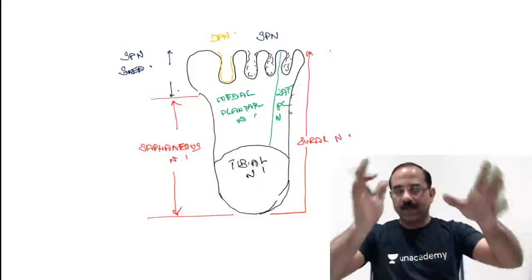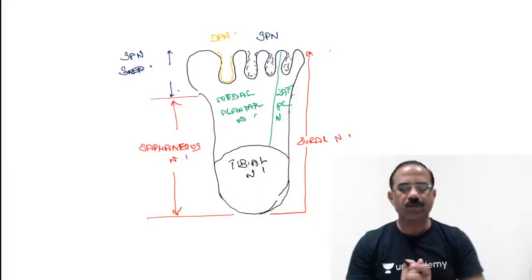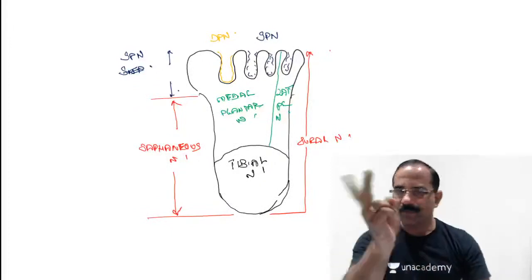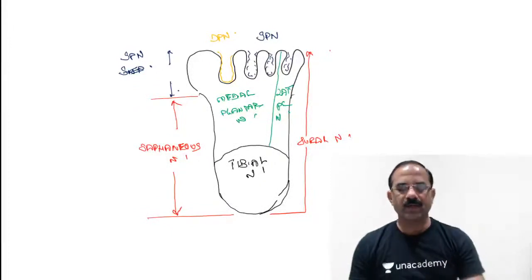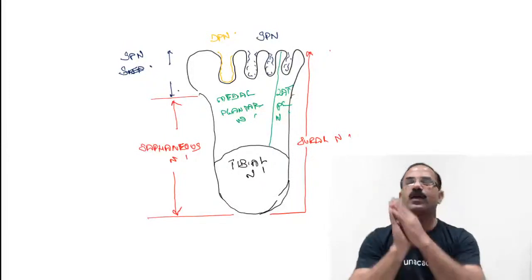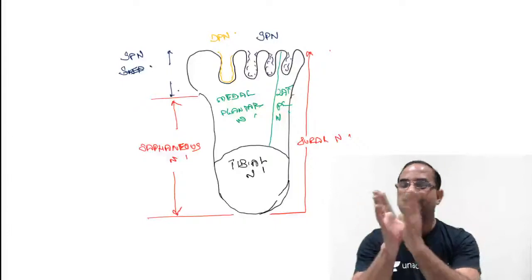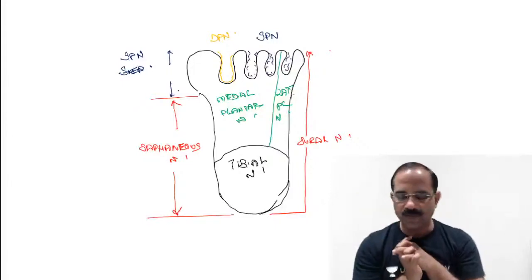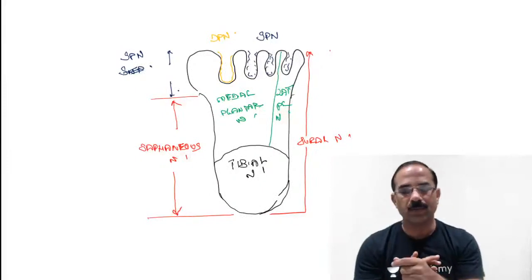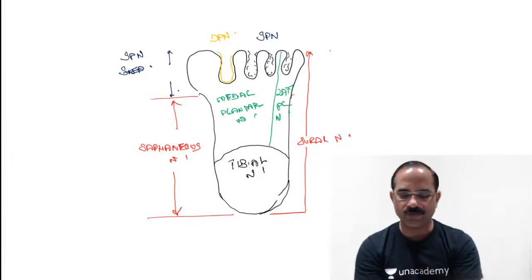These medial and lateral plantar nerves, these are branches of what? Tibial nerve. Tibial nerve. So tibial nerve divides into a medial plantar and a lateral plantar. The medial plantar supplies the skin on the plantar aspect of medial 3.5 fingers. That's medial plantar. The lateral plantar supplies the skin on the plantar aspect of lateral 1.5 fingers.